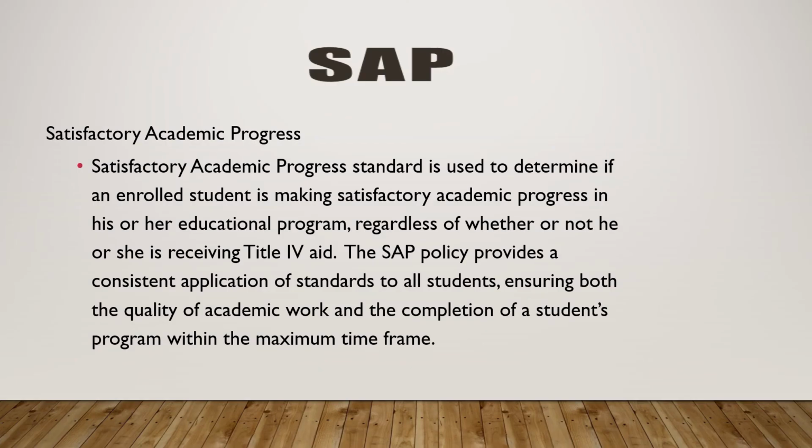You will keep your financial aid and other monetary gifts given to you by maintaining satisfactory academic progress. Your SAP standard is used to determine if an enrolled student is making satisfactory academic progress, regardless of whether or not he or she is receiving Title IV aid. The SAP policy provides a consistent application of standards to all students, ensuring both the quality of academic work and the completion of a student's program within the maximum time frame.